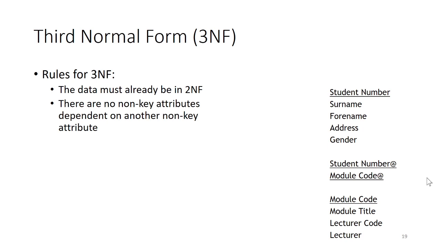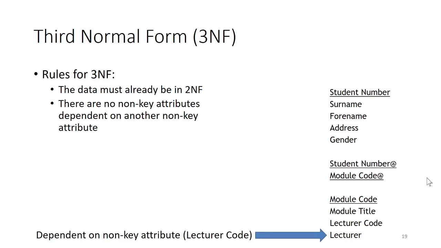And we don't have any non-key attributes here, so we don't want to do anything here. For non-key attributes dependent on other non-key attributes, if you look at this, lecturer code and module title. In that case, we have a lecturer as an attribute which is dependent on lecturer code.